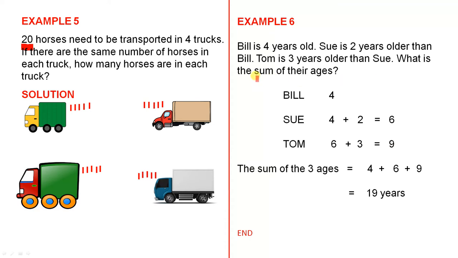So the sum of their ages, so we found that Bill is 4, Sue is 6, and Tom is 9. Sum means addition. So 4 plus 6 plus 9 is 19 years. So the sum of the 3 ages is 19 years.